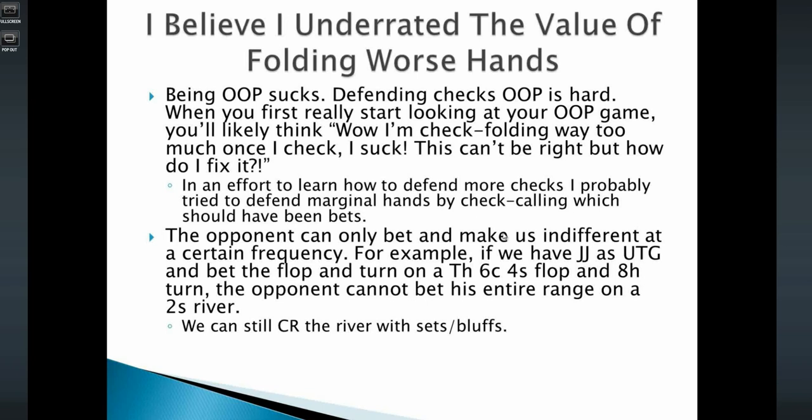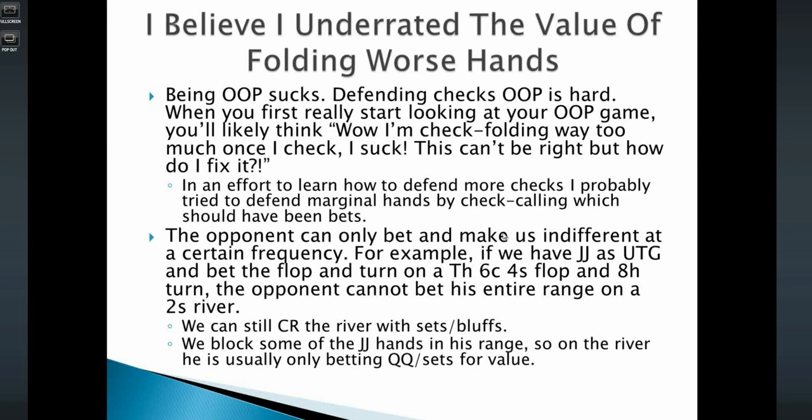The key thing is, we can still check-raise the river with sets and bluffs, which is going to make the opponent not want to bet super, super recklessly. We block some of the jack-jack hands in his range, so on the river he is usually only betting queens and sets for value. And a lot of those hands would have raised on the turn. A lot of the sets already would have on that board texture. The majority would have, to be honest.